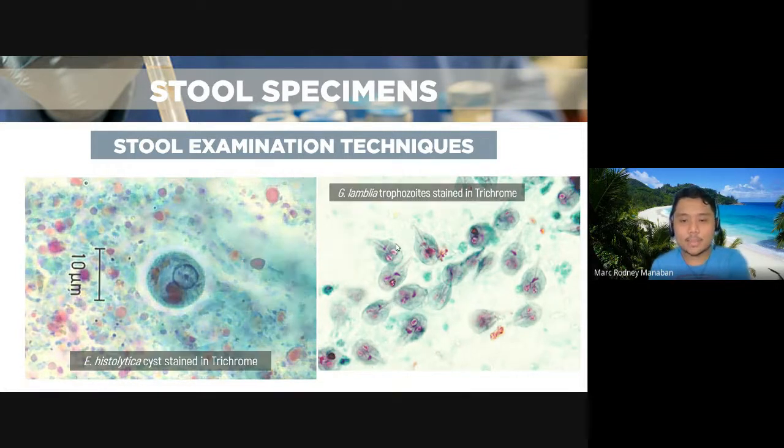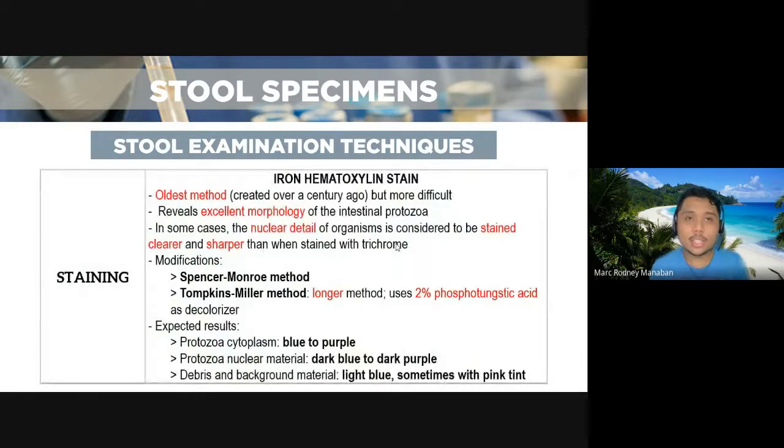Okay, all right. Now, the next method is your iron hematoxylin. For the iron hematoxylin stain, this is considered to be the oldest method. It started a century ago, so dugay-dugay na. But this stain reveals excellent morphology of the protozoa, okay? And aside from that, the nuclear structures are sharper and clearer compared to your trichrome. So this is best to use. It uses two modifications or two methods. You have the Spencer-Monroe method and the Tompkins-Miller method. The Tompkins-Miller method is the longer method, and it uses a decolorizer in the form of 2% phosphotungstic acid. So it is a longer method. It contains a lot of reagents and steps, okay?